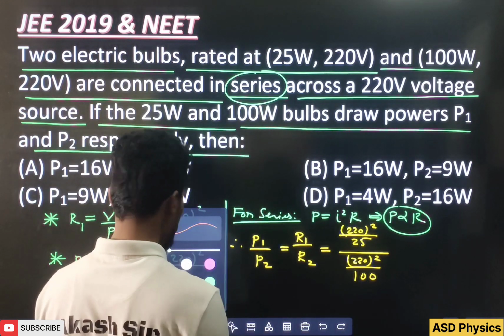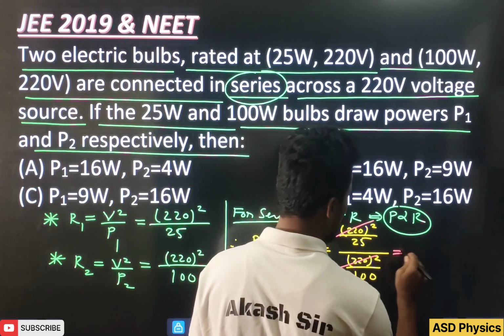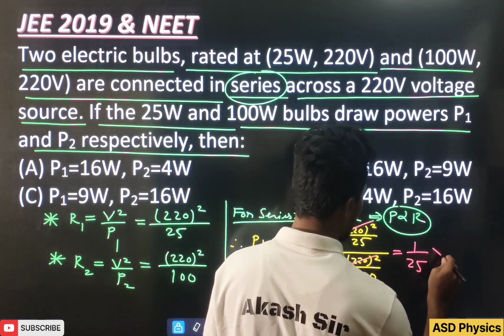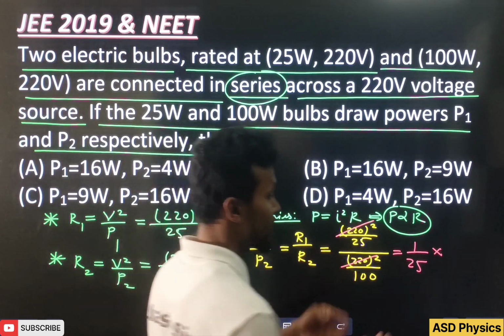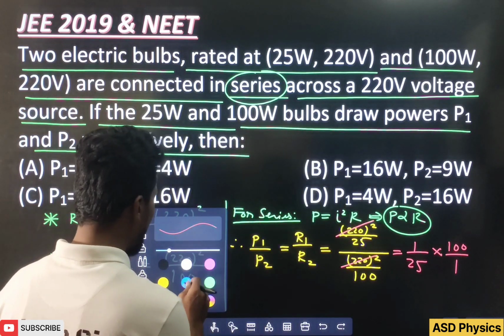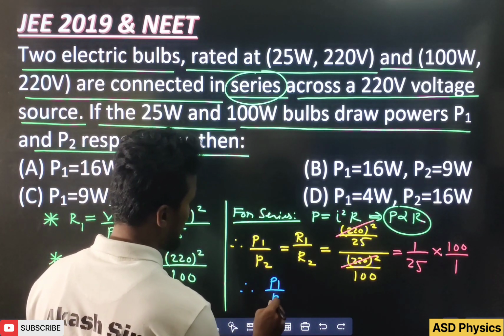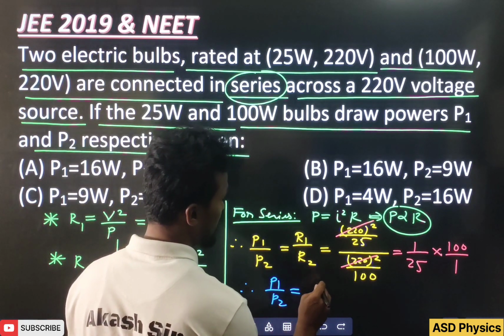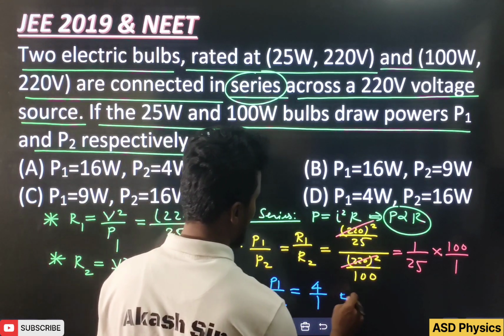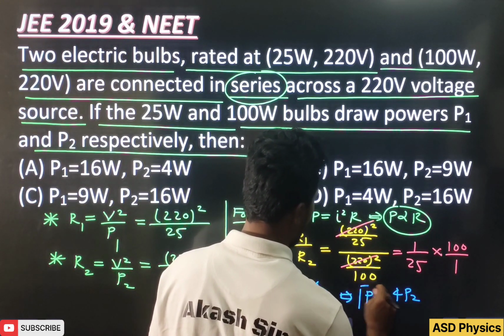Anyhow, what will happen here is that this 220 square and this 220 square cancel. So we can write 1 by 25 into 1 by 100, it will become reversed. That means what is coming here is 100 by 1. Hence P1 by P2 is equal to 4 by 1, or we can very well say P1 is 4 times P2.